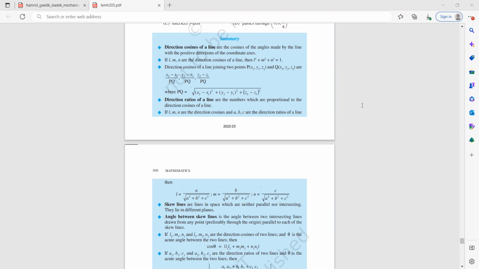Hello, dear students. For class 12th, if you are preparing for your maths exam, I would suggest you go through the summary one day before the exam so that you easily recall all the formulas and important things, and they might help you in the examination.